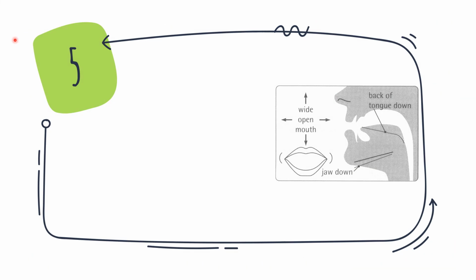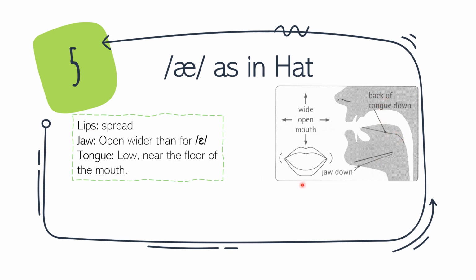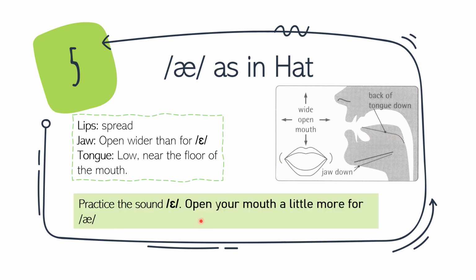And the last vowel sound that we're going to study in this video is a, as in hat. Look at this picture right here. Wide open mouth. Your jaw is down and the back of the tongue is down. So the lips are spread, the jaw open wider than for e, like this. And the tongue is low, near the floor of the mouth. Practice the sound a. Open your mouth a little more for a.